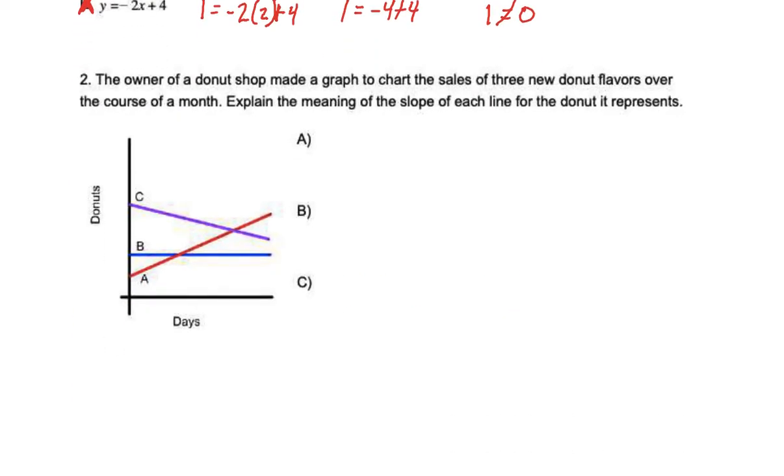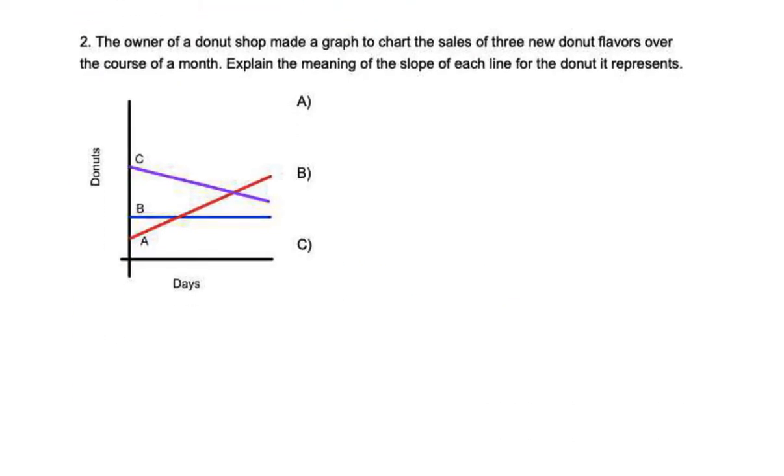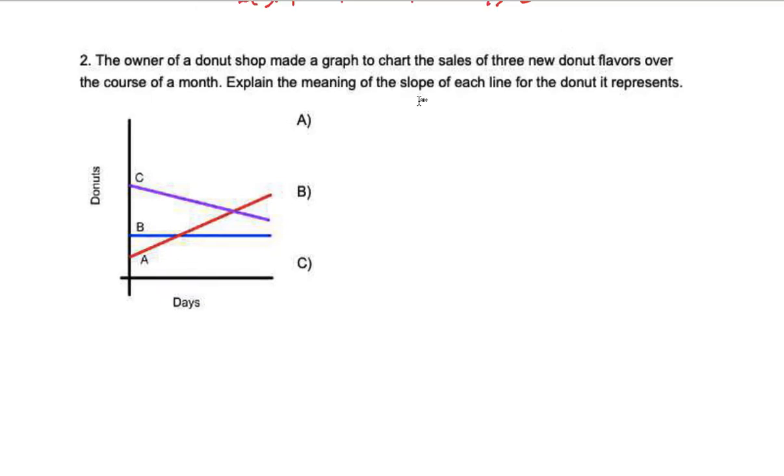Scroll down. Number 2, the owner of a donut shop made a graph to chart the sales of 3 new donut flavors over the course of a month. Explain the meaning of the slope of each line for the donut it represents. And I'm going to cheat a little bit on this one. I'm going to, instead of handwriting these, type them because you guys have seen my handwriting and it's not pretty. So let's see how that looks. That's a little big.